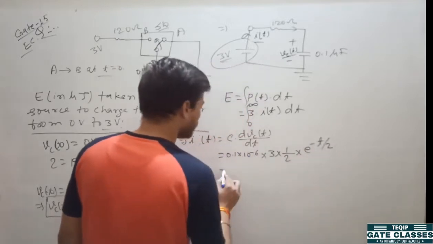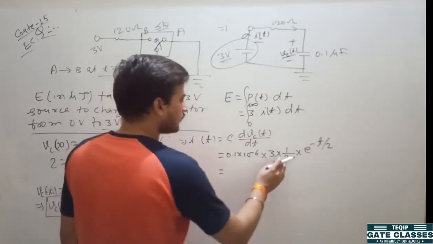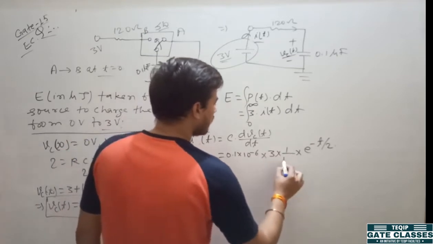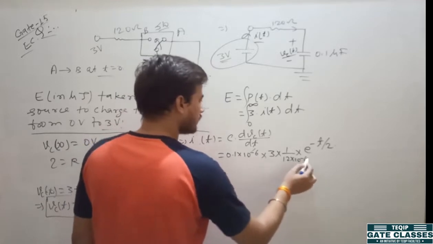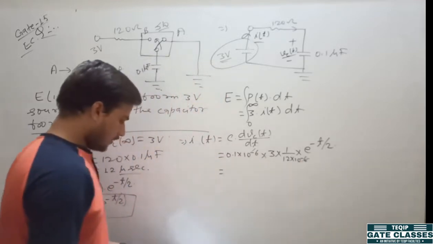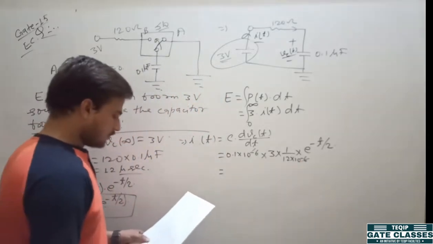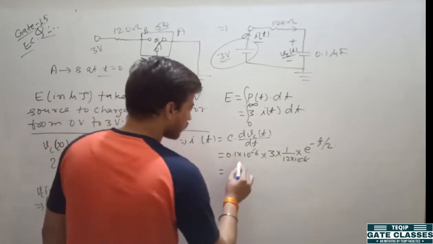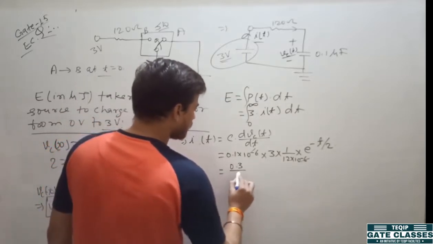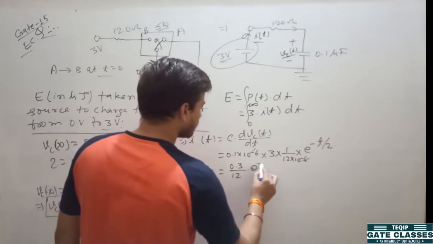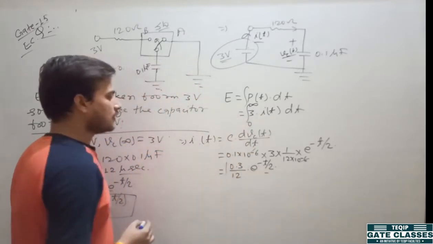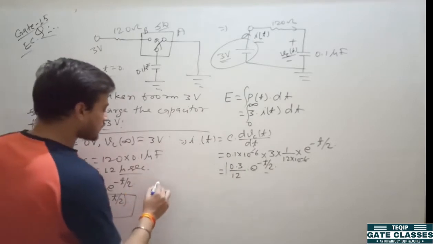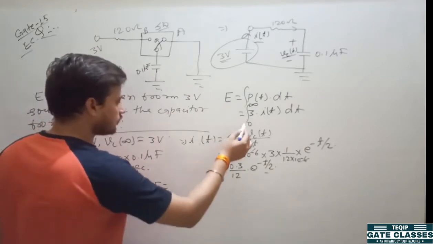So from here you get the value of time constant tau. It is 12 microsecond, that means 10 to the power minus 6. So this part is coming 0.3 by 12 into e to the power minus t by tau. Now we have to put this expression here. If you put this expression here, energy will be equal to 3 into i(t).